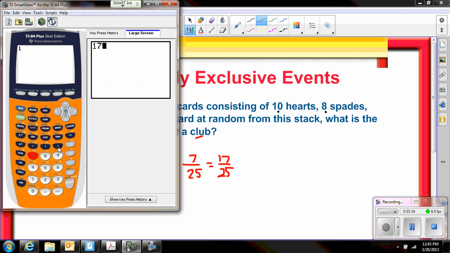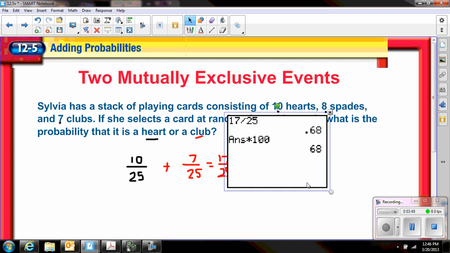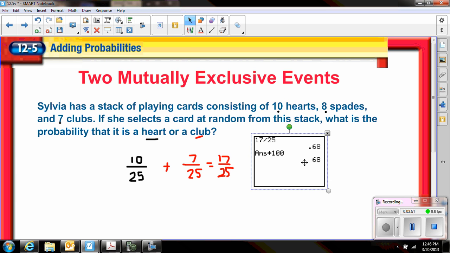Now remember, every probability we can look at as a decimal, 0.68, or as a percentage, 68%. That would be mutually exclusive events.